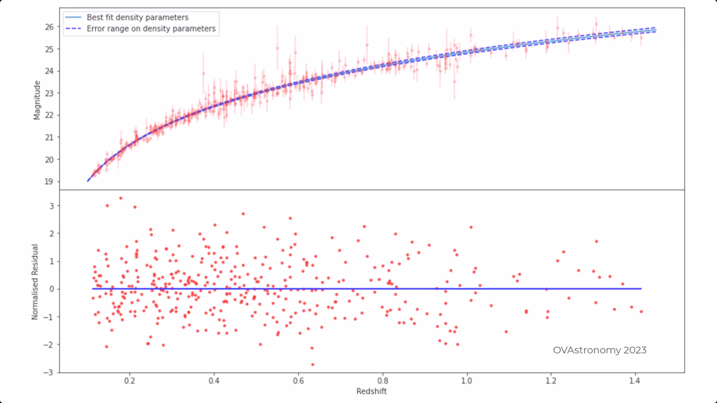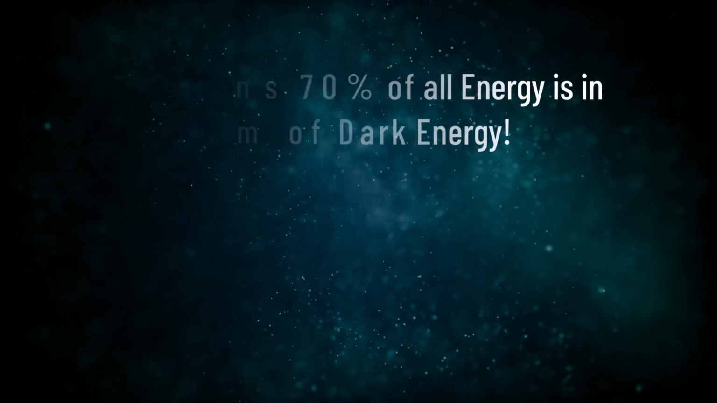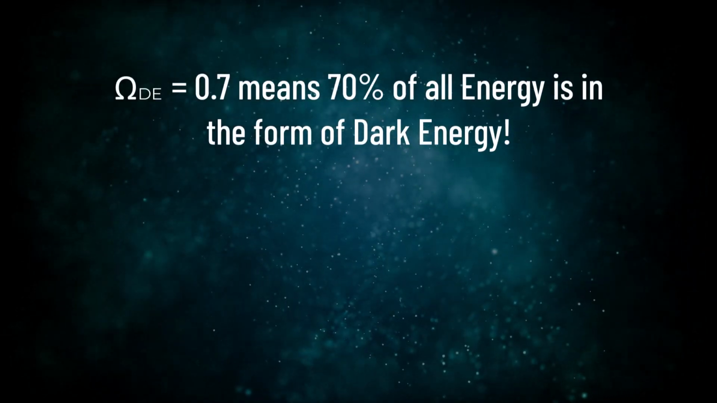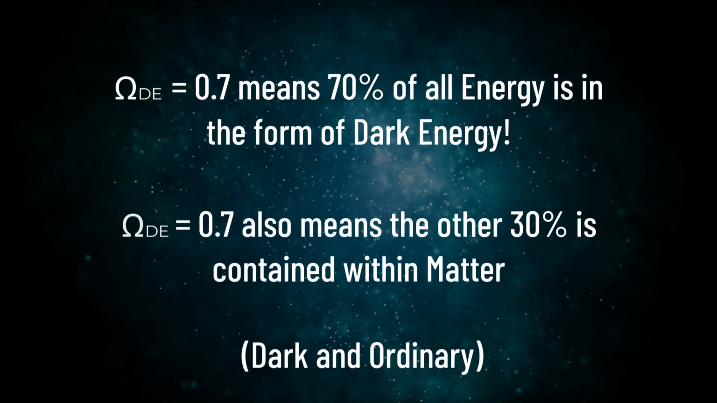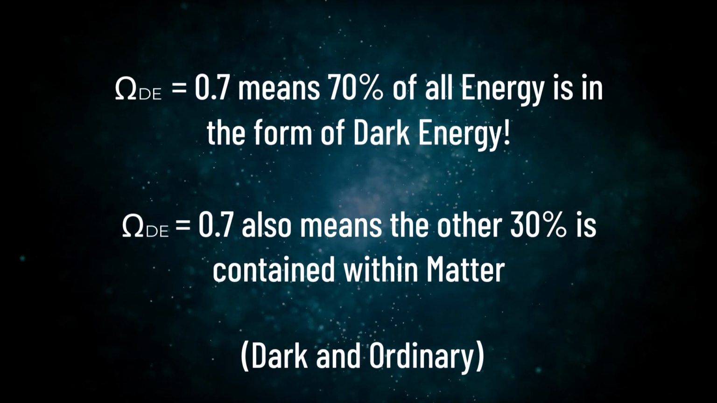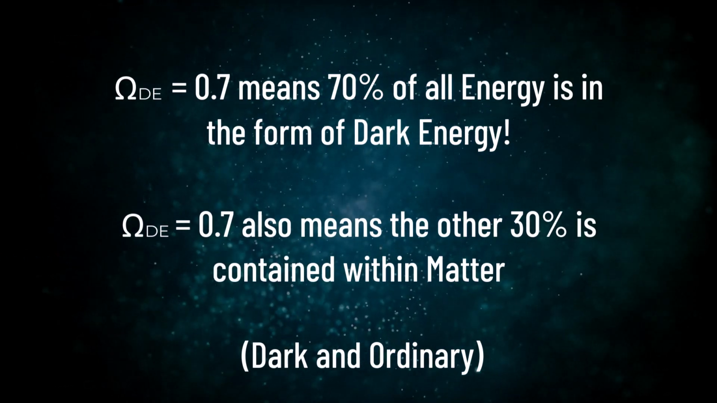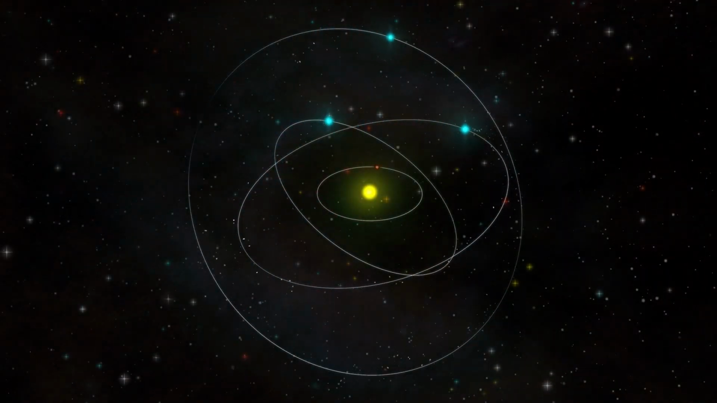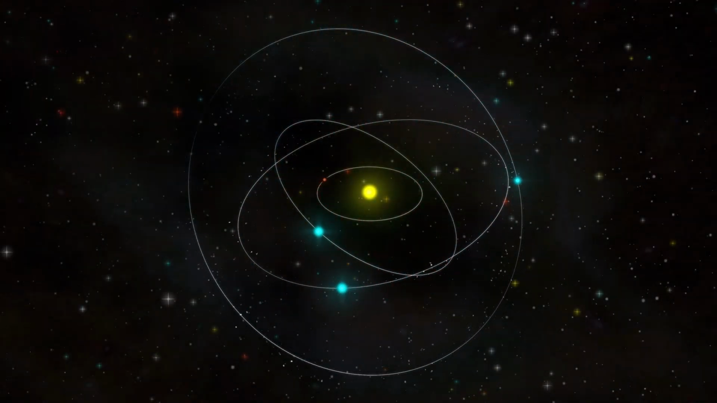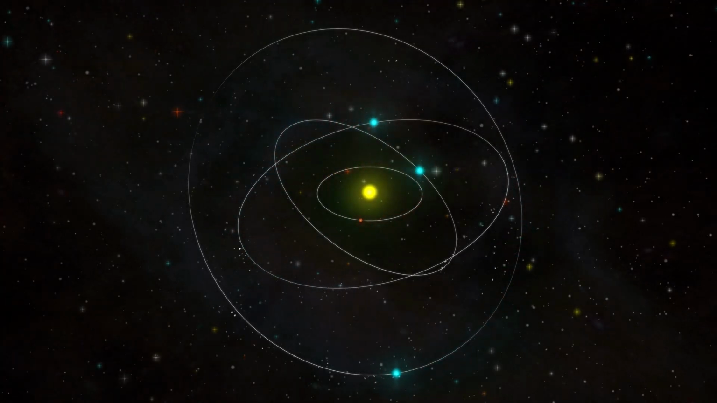But physically, what does this mean? Well, getting an omega dE of around 0.7 implies that around 70% of the universe is dark energy, and the other 30% is matter, which means we're living in a dark energy-dominated era. You might think that's quite strange. Everything we're made of and interact with is matter, and not dark energy. So how can it be that dark energy makes up the largest proportion? Is the equation wrong? What's going on?